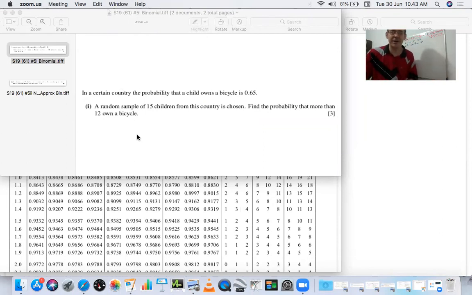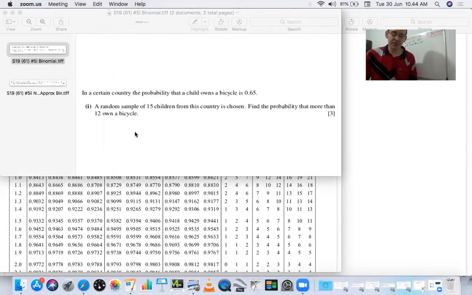Well, here we're talking about bicycles again. This time, the probability that they have a bicycle is 0.65. In other words, a 65% chance that they have a bicycle, meaning a 35% chance that they don't have a bicycle. This part says a random sample of 15 children from this country is chosen. Find the probability that more than 12 own a bicycle.